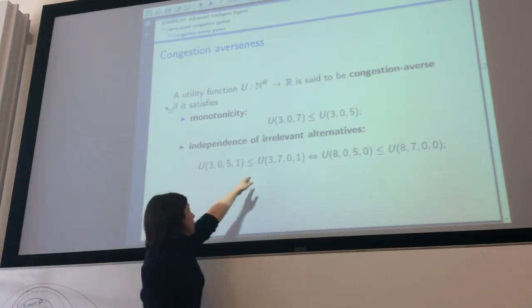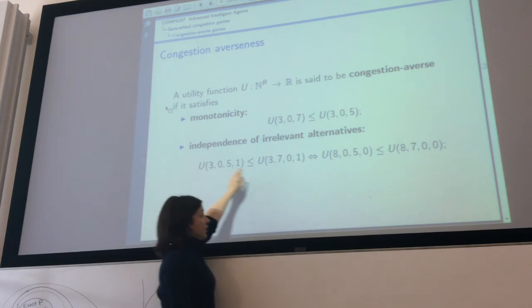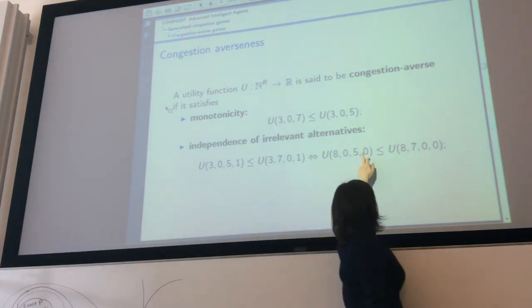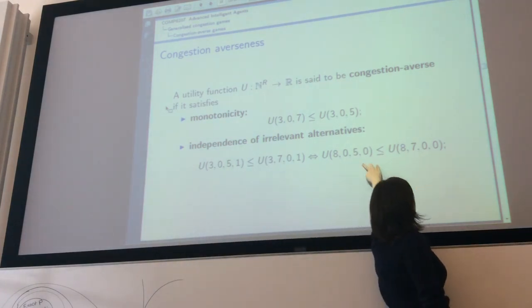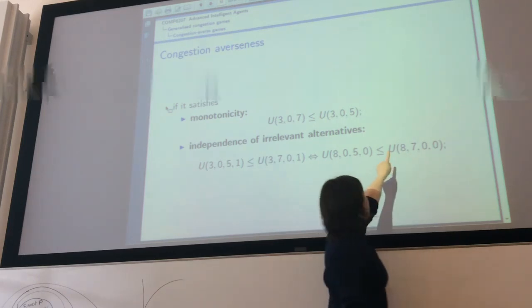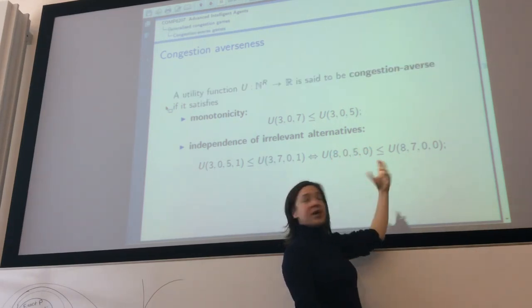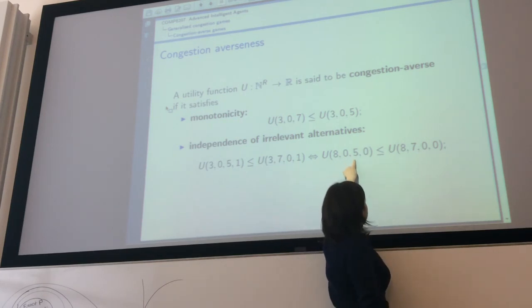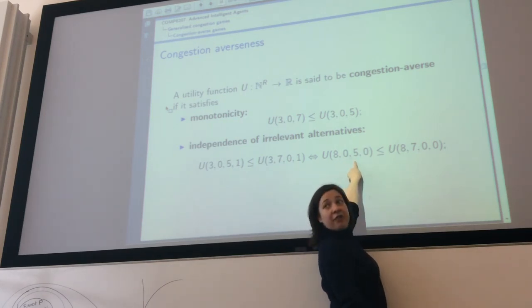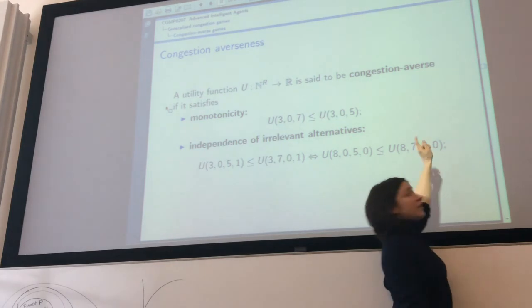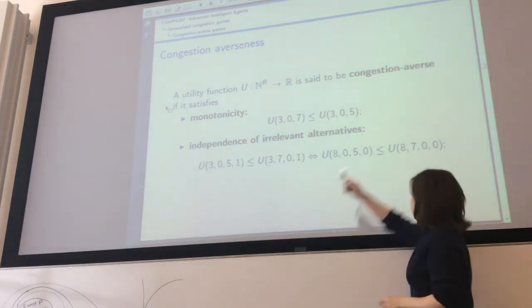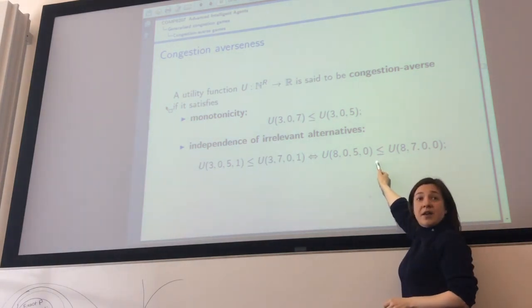Now I make changes elsewhere on other resources. Okay, now our agent does not use at all the fourth resource. The congestion on the first resource is different, higher than before, but still the choice is between the third resource under congestion 5 and the second resource under congestion 7. And still the preference is exactly the same.